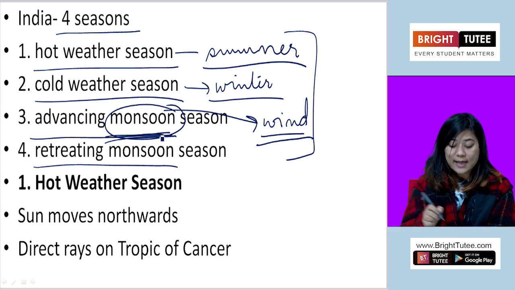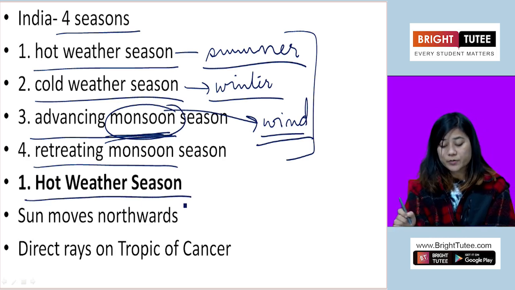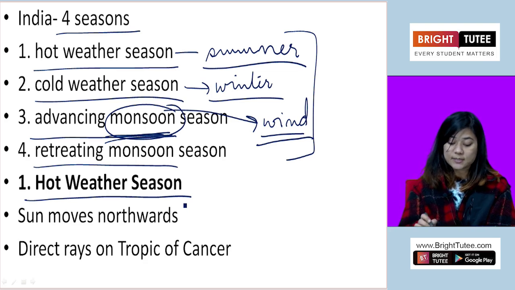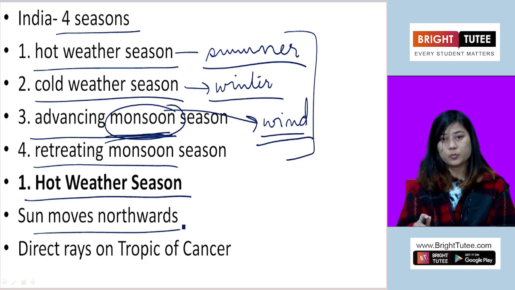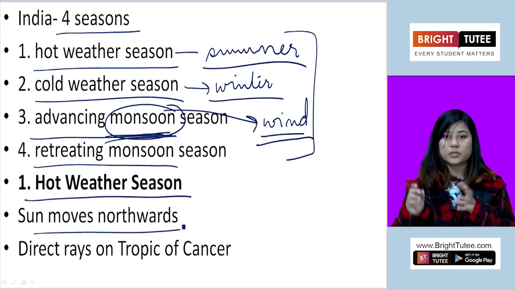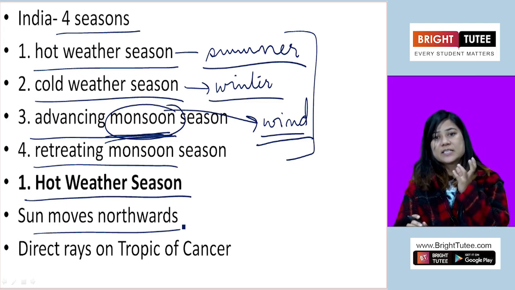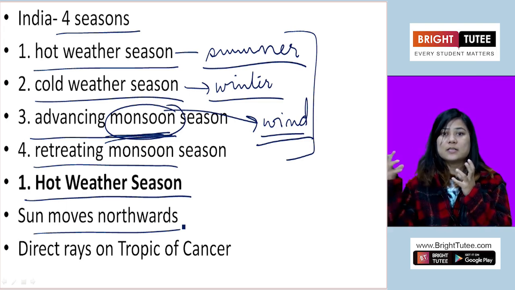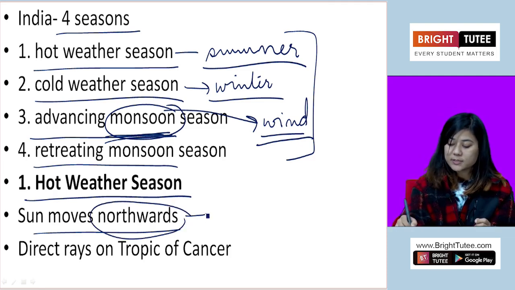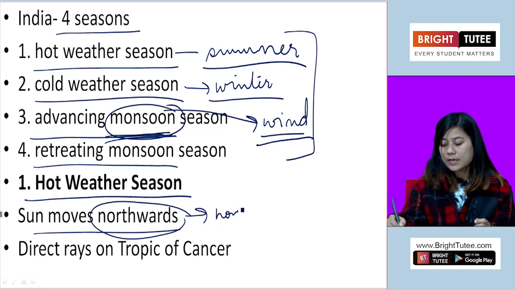So let us look at the first season, which is the hot weather season, commonly known as the summer season. During the hot weather season, the sun moves northwards. That doesn't mean that the sun literally is moving northwards. The earth is facing in such a manner that the sun's rays fall directly on the northern hemisphere. Northwards means northern hemisphere.